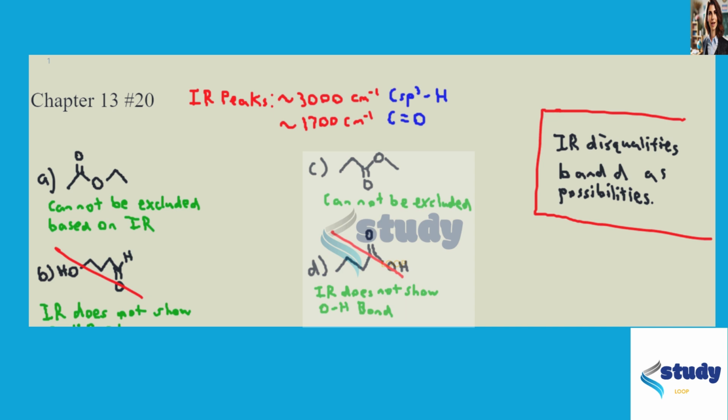IR is very useful for telling you what functional groups are in a molecule, but as far as definitively proving the structure of something, IR is not up to that task. Later on, when you get to NMR, you'll see that NMR is much better because NMR can definitively prove what molecule you have. IR can only tell you what functional groups you do, or in this case, do not have in your molecule. And so that is the answer to number 20.